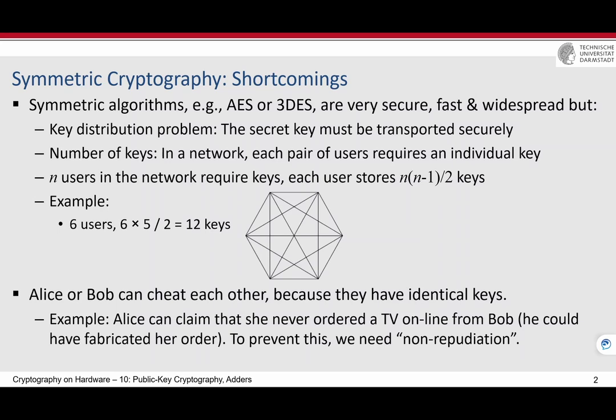We need a secure channel to transfer the secret key, and then afterwards communicate via that secret key. And the number of keys in a network between many users is large. If we have n users, then we need n times (n minus 1) divided by 2 keys, one for each pair of users, and then it becomes pretty hard when the network grows.